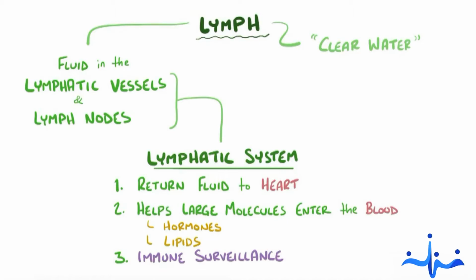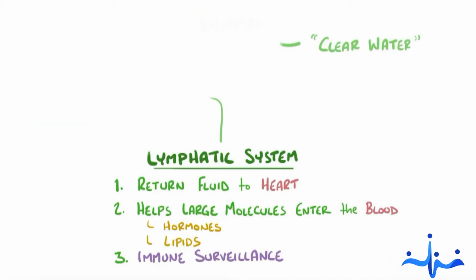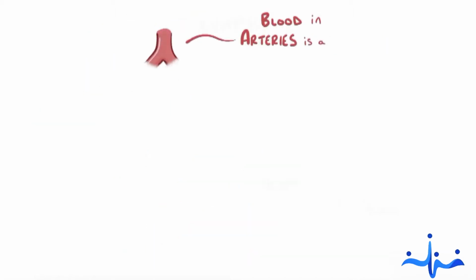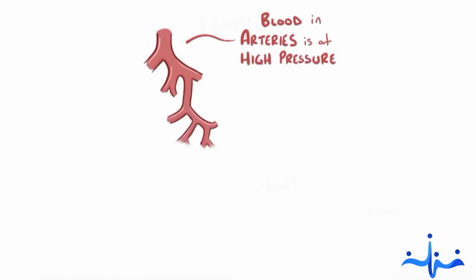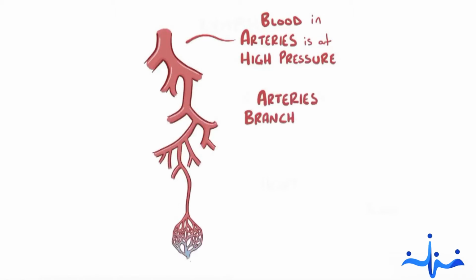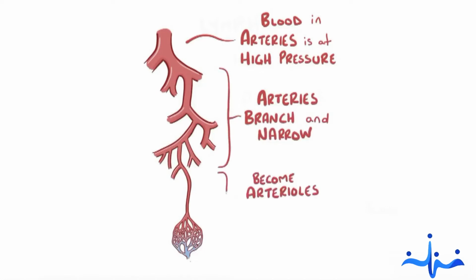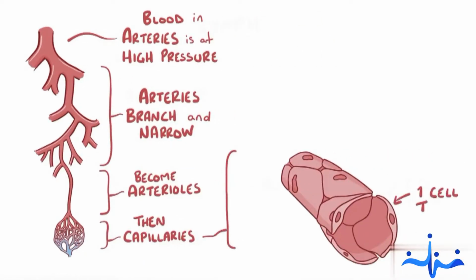So let's take a closer look at lymph and where it comes from. The blood in the arteries is under a lot of pressure because it needs to reach every little nook and cranny of the body. Those arteries branch out into narrower and narrower arteries, and then arterioles until finally it gets to the capillaries, which have walls that are only 1 cell thick and are slightly porous. Red blood cells are too big to fit through the capillary pores, but small proteins like albumin and fluid can make it through.